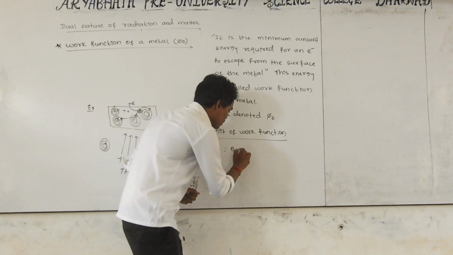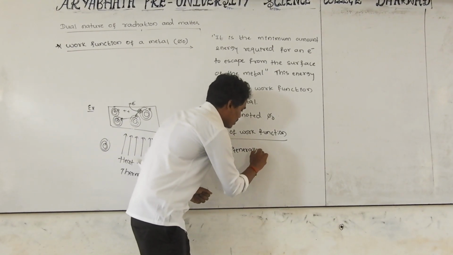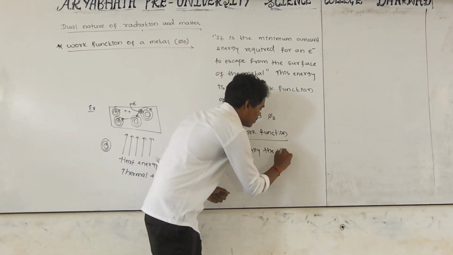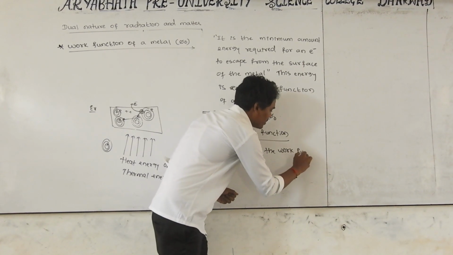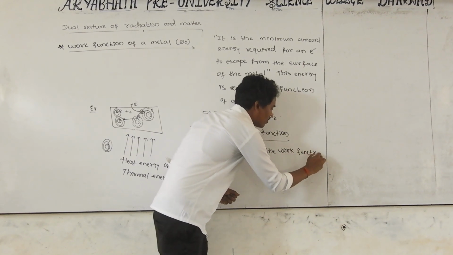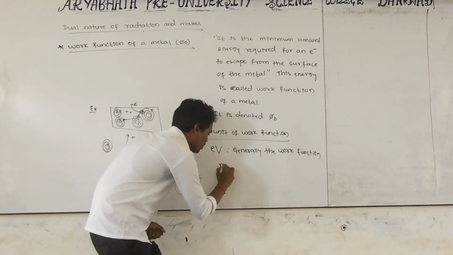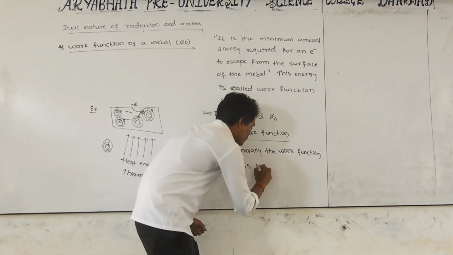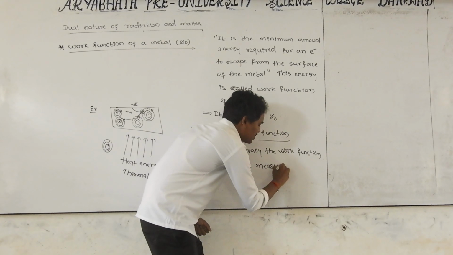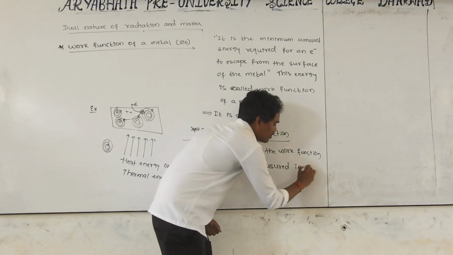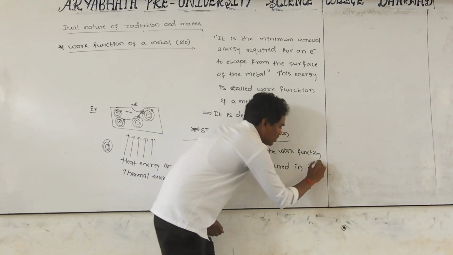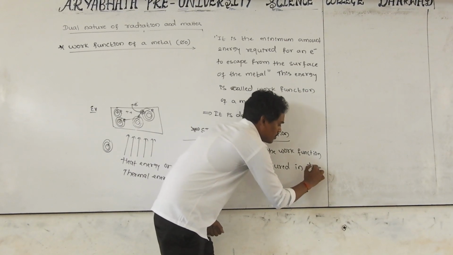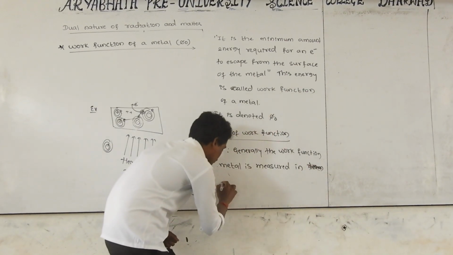Generally, the work function of a metal is measured in terms of electron volt.